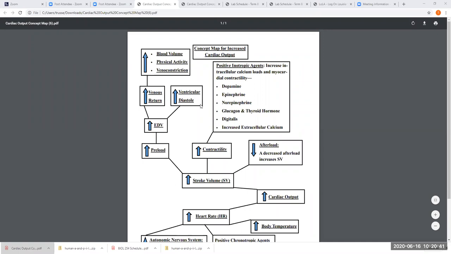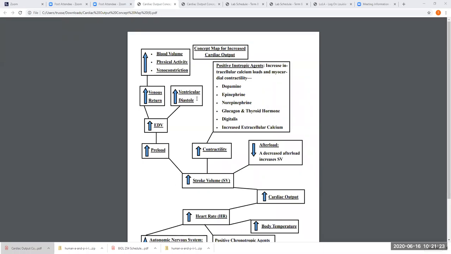Now, ventricular diastole is the period of time that the ventricles are in relaxation. So if you remember, you can only fill the ventricle when it's relaxed. And if you can increase the length of time that the ventricles are relaxing, you can increase the filling time. This is where the trained athletes come into play. A trained athlete has a lower heart rate at rest than, say, an average individual. But yet, their heart still pumps out their total blood volume in 1 minute. So how is that possible to have a lower heart rate, right? It's because their stroke volumes are higher.